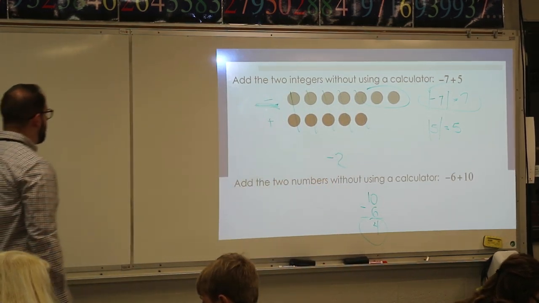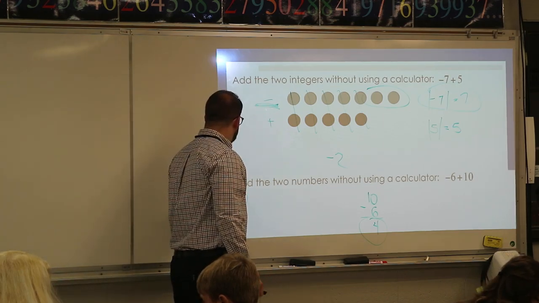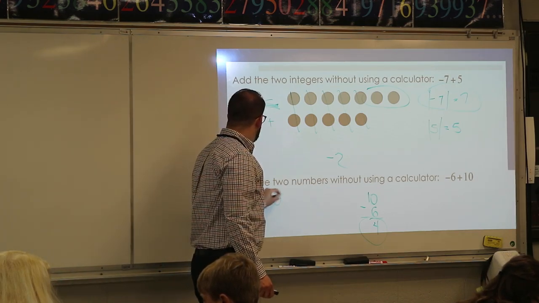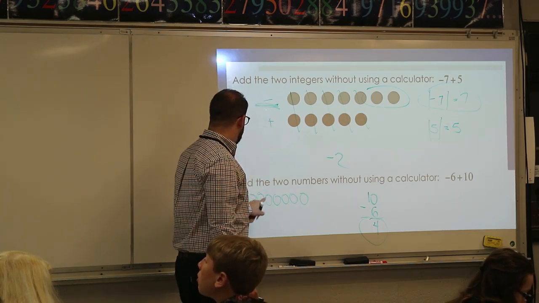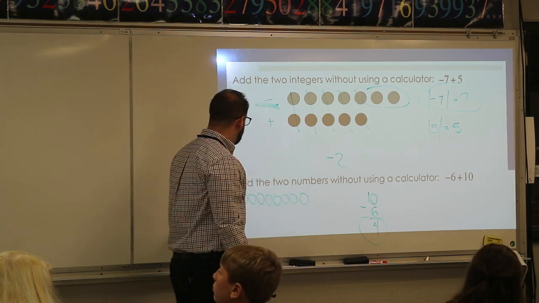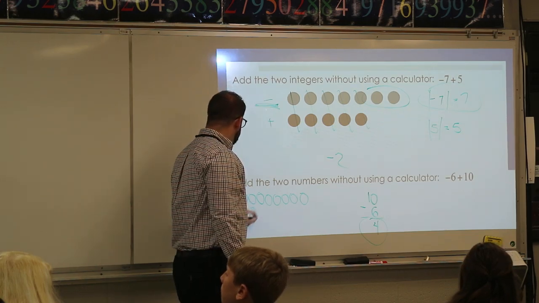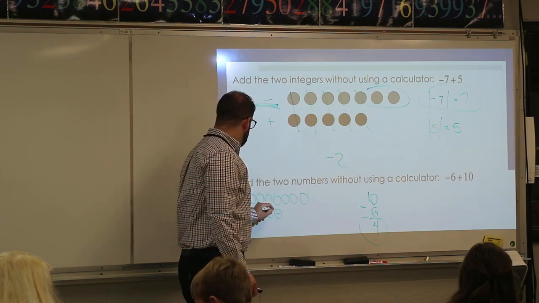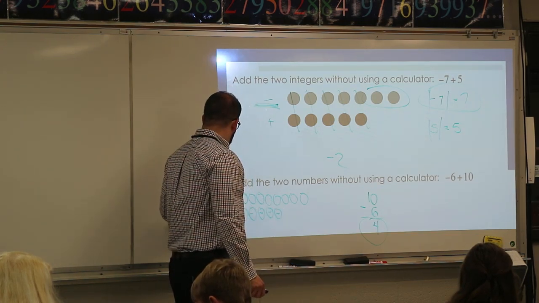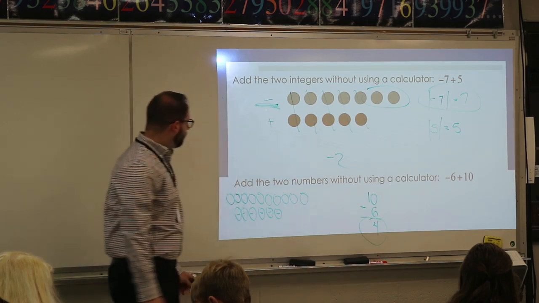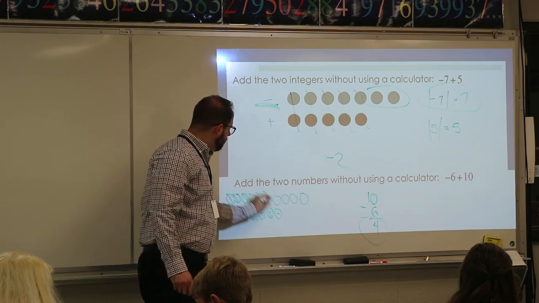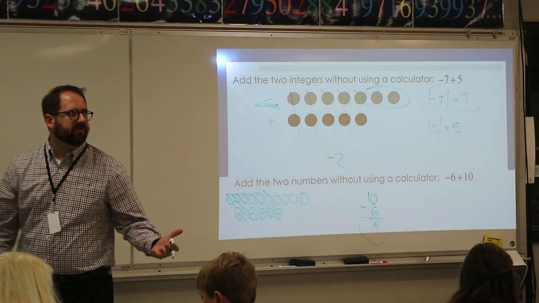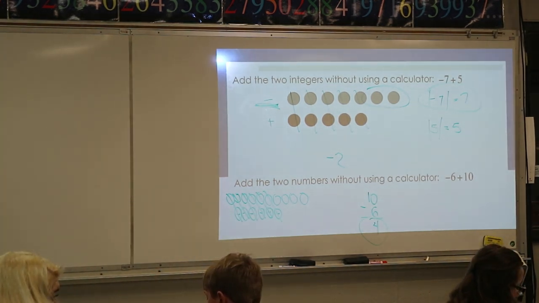Or if you want to do the token idea, you have 10 tokens. 1, 2, 3, 4, 5, 6, 7, 8, 9, 10. Those are all positive. You have 6 negatives. There you go. You cancel out 1 for 1. And then you can see what you have left over. You have 4 positives left over.